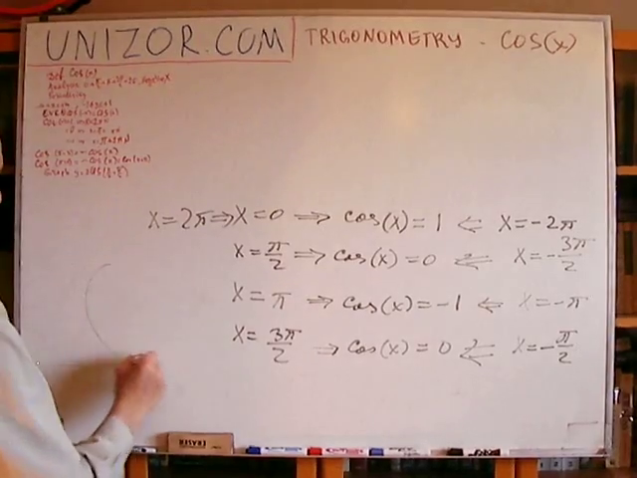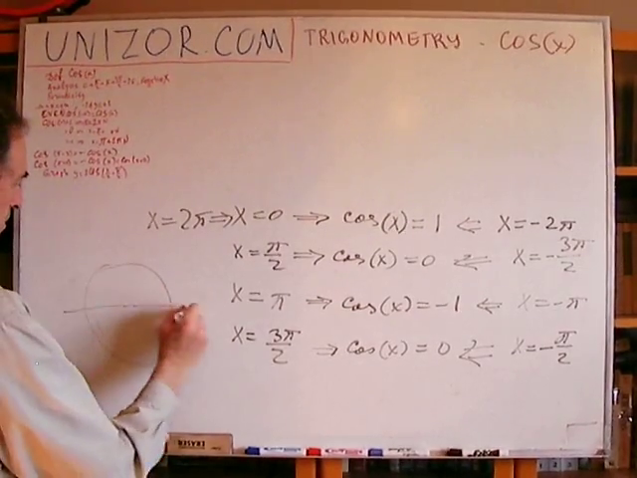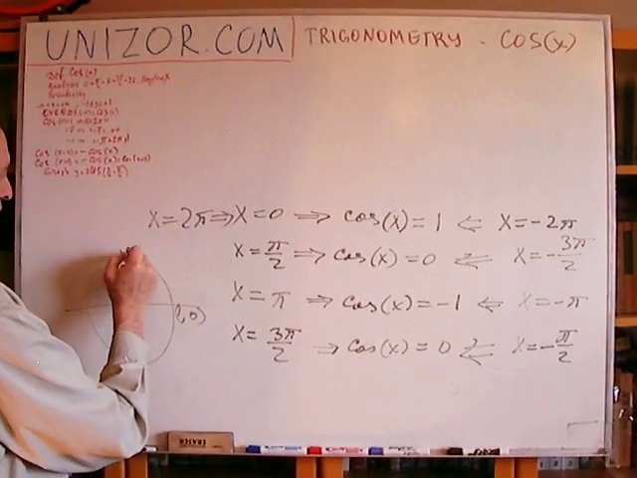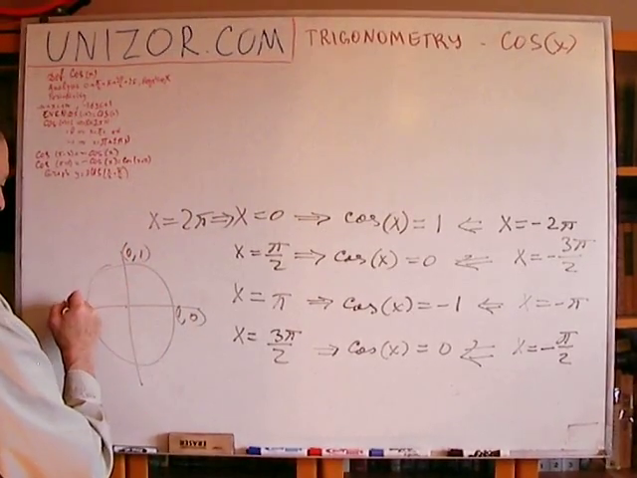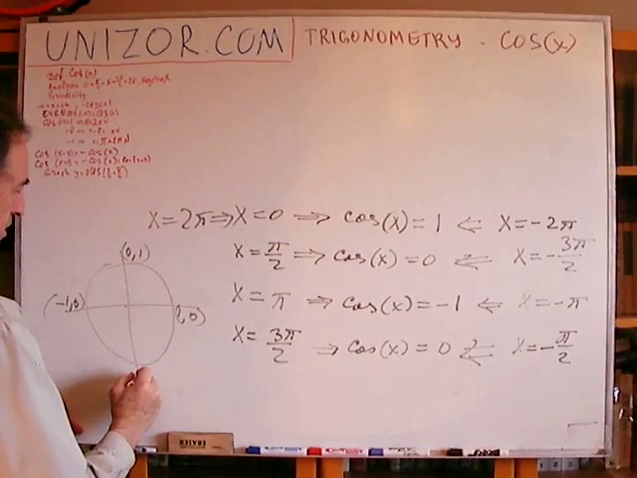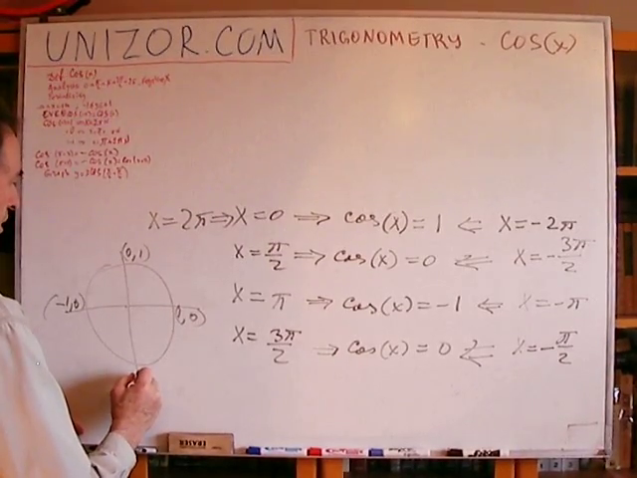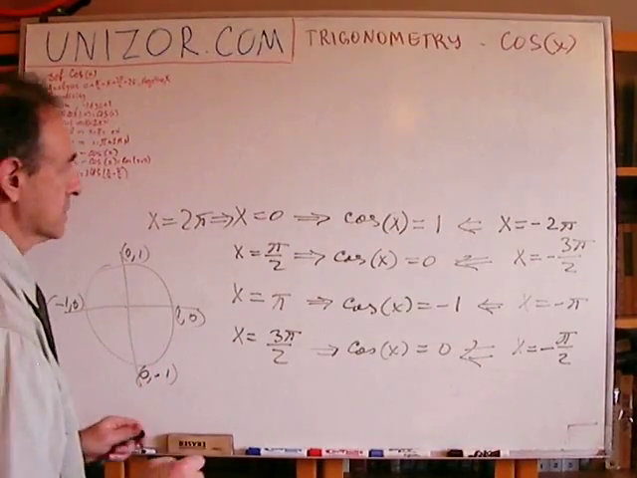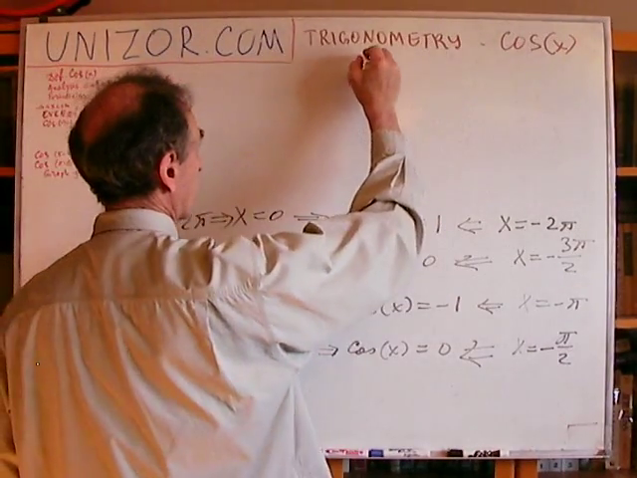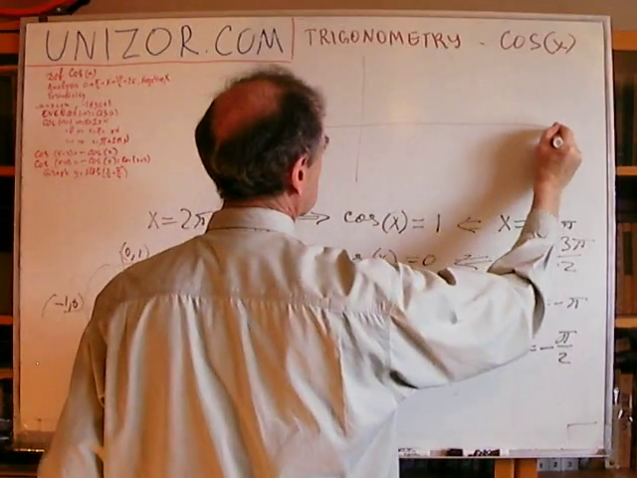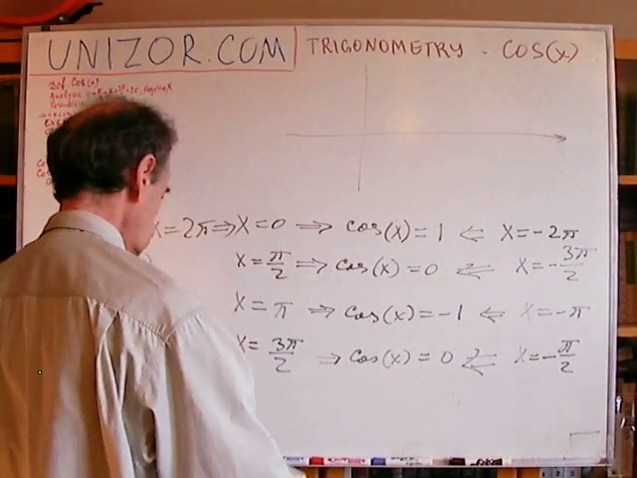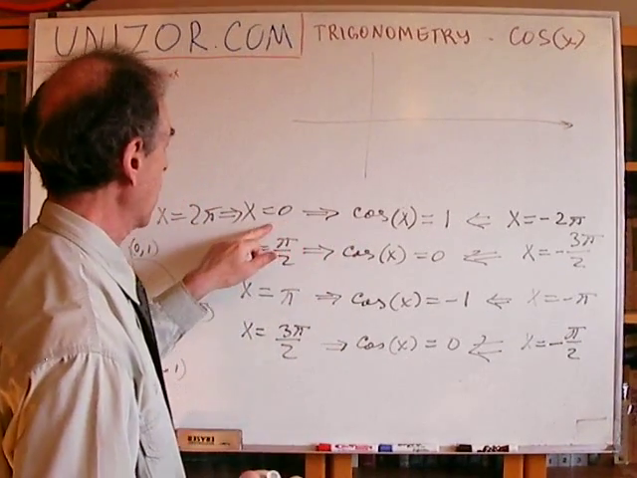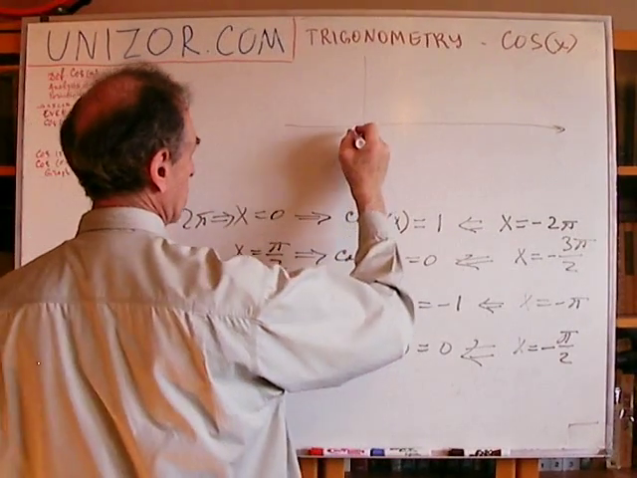I'll put this circle here. So this is 1, 0, this is 0, 1, this is minus 1, 0, and this is 0, minus 1. Okay, so now we're talking about the graph. We start from x is equal to 0, which is this.